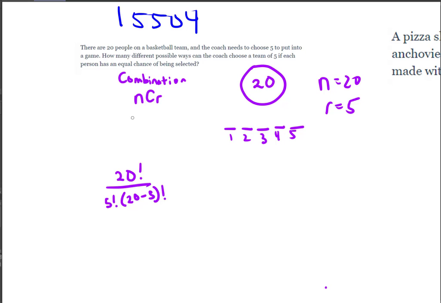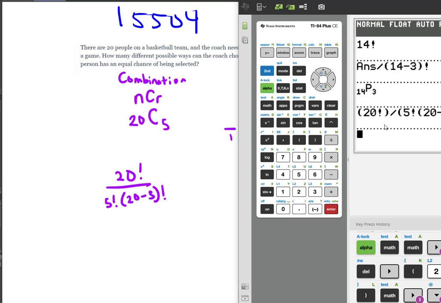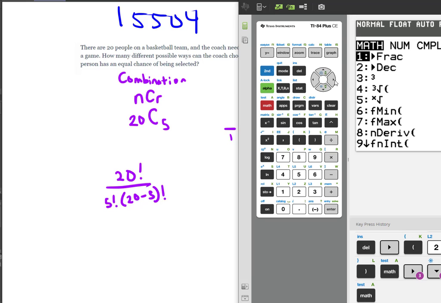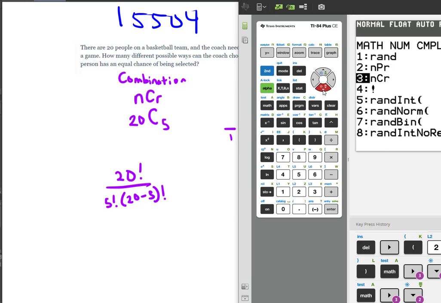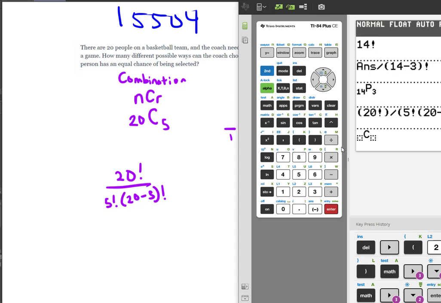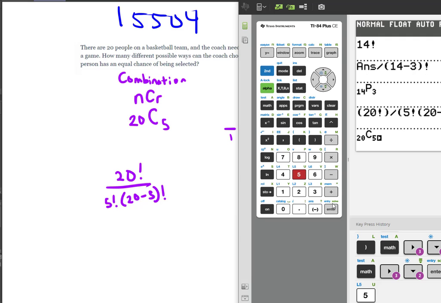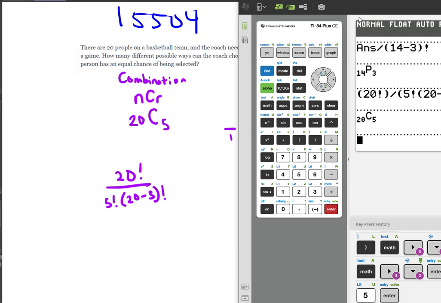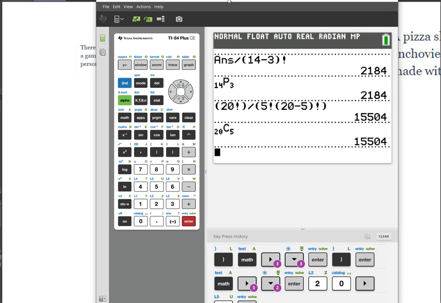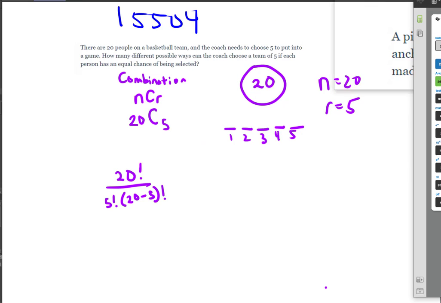Right, so once again, you put in your 20 for your N, your R value is 5. So 20 C 5 is going to give me, where'd my calculator go? There. So 20 C 5, we go to math, go to probability, go to nCr, hit enter. I get 20 C 5. And I hit enter, and I get 15,504. Isn't that beautiful? You know that's beautiful, right? It looks gorgeous. All right, moving on to the next one.